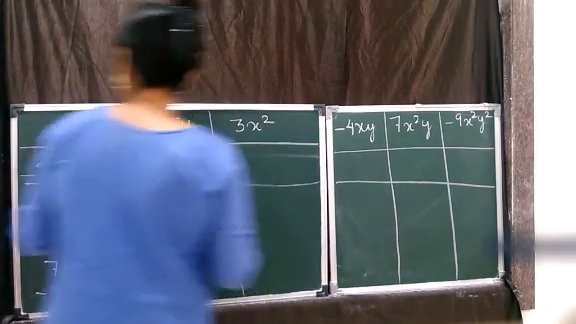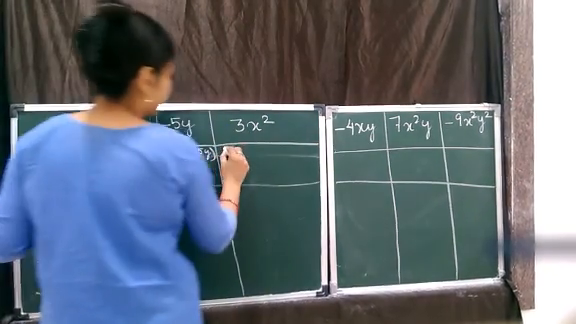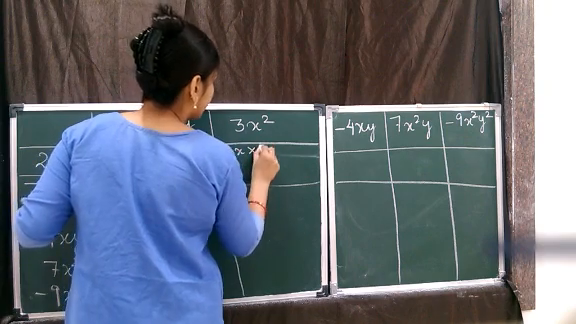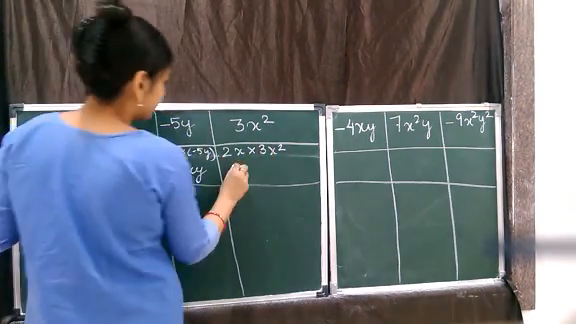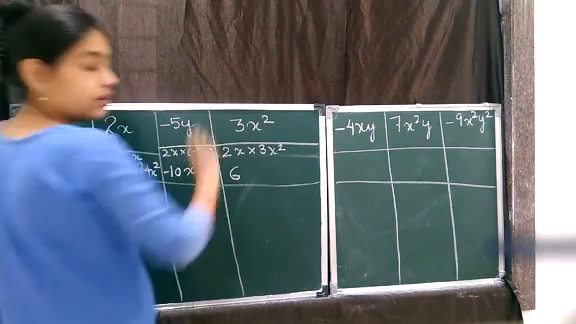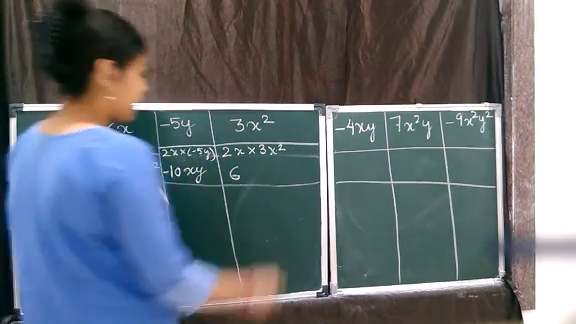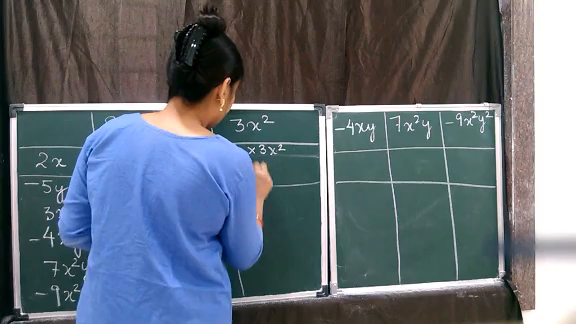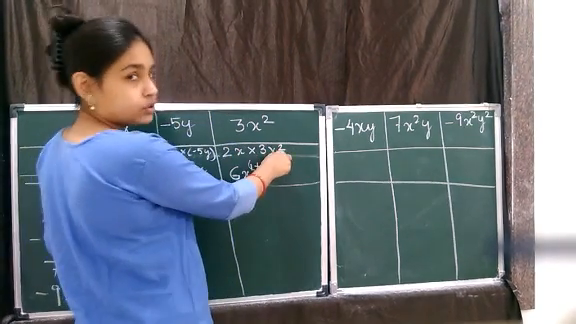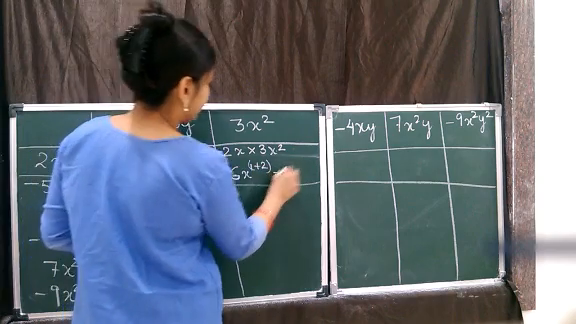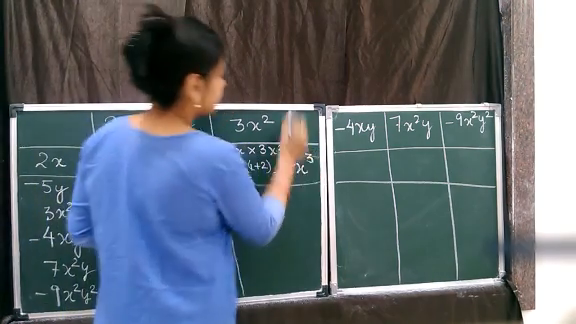Similarly, 2x and 3x square. So 2x into 3x square. So 2 3s gives us 6, and here the variables are the same, so their powers will be added. So 1 plus 2. Here the power is 1, here the power is 2. So 1 plus 2, that means 6x cube.